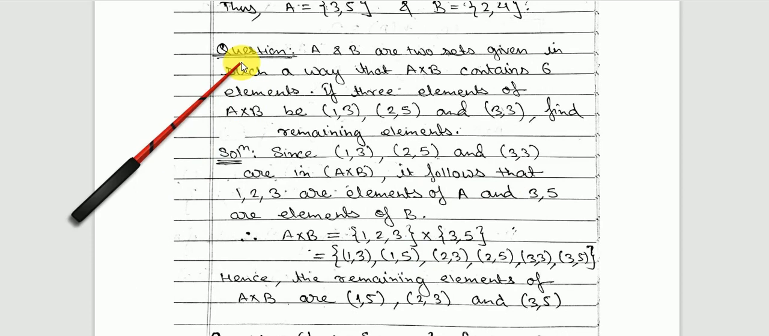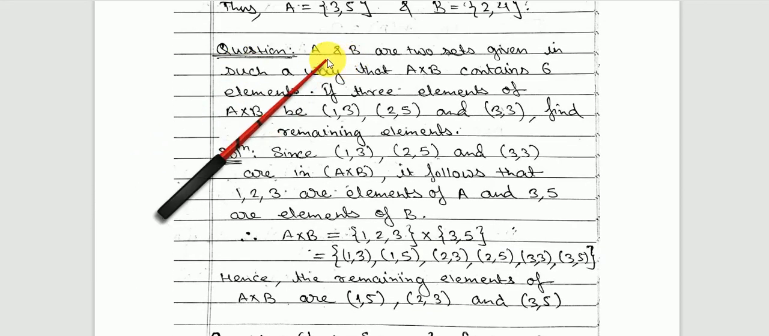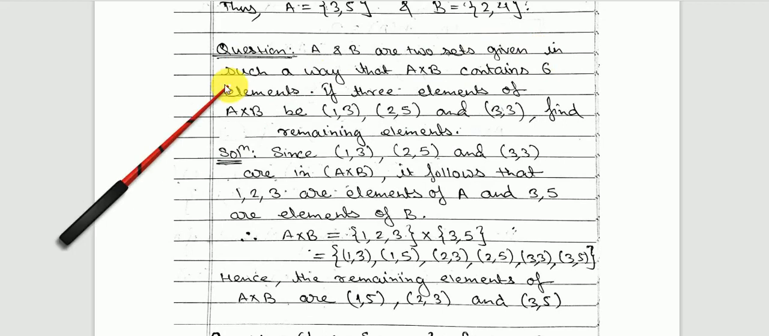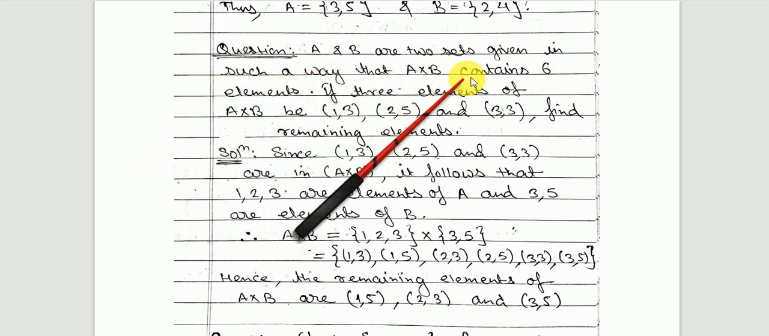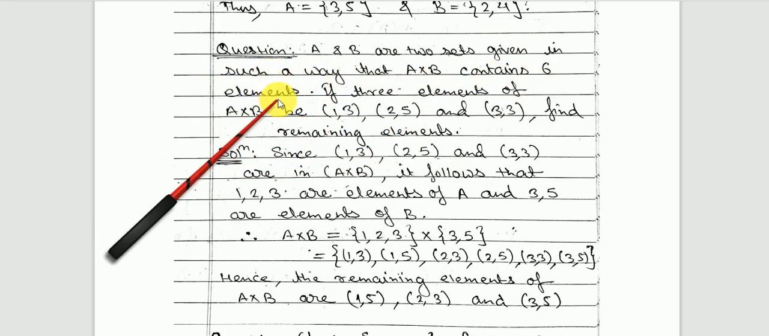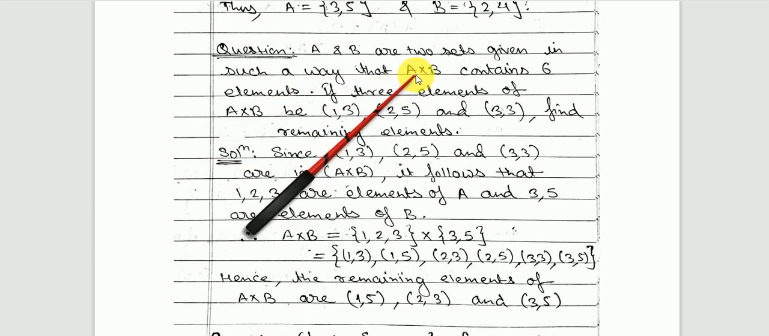Next is, A and B are two sets given in such a way that A cross B contains 6 elements. You know that if set A has P elements and set B has Q elements, the number of elements in A cross B will be P into Q. So here the total number of elements in A cross B is 6. That means, what could be the possibilities?